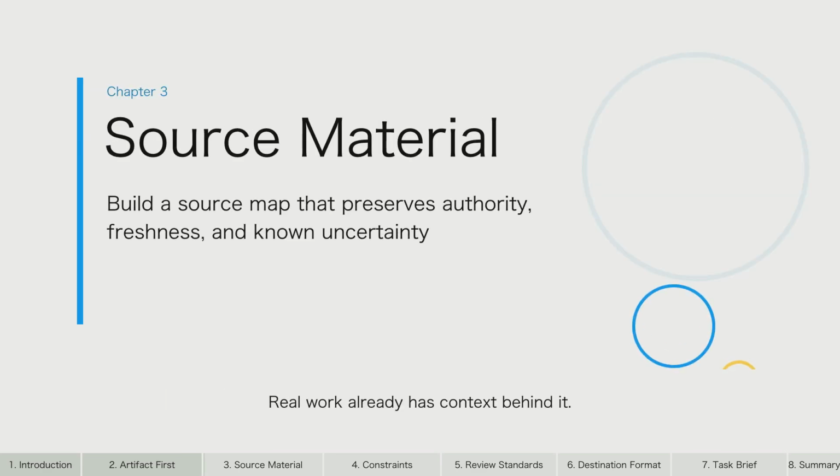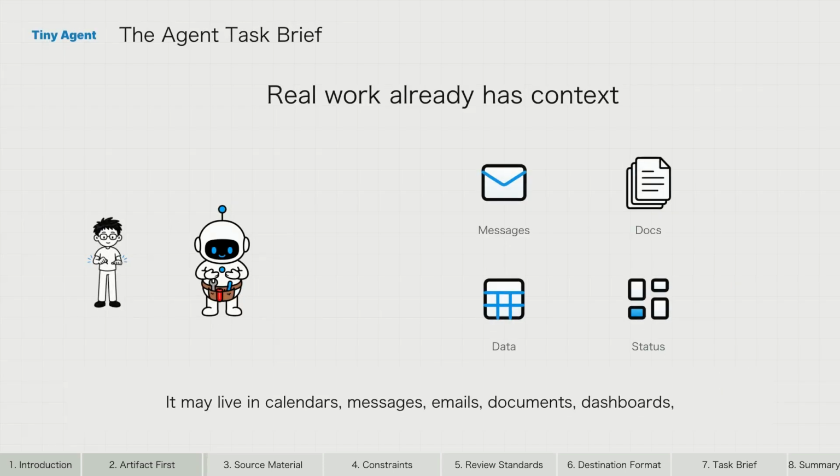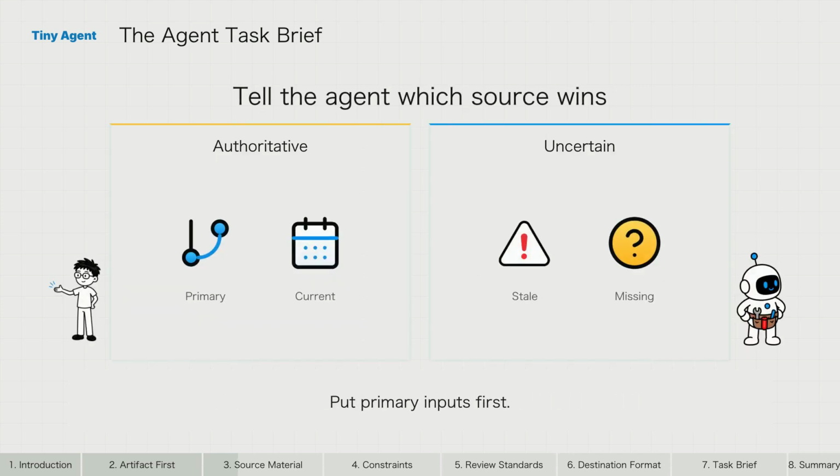Real work already has context behind it. It may live in calendars, messages, emails, documents, dashboards, spreadsheets, trackers, decks, or discussion history. The task brief should point to the materials that can actually change the result. Do not paste everything. Build a source map. For each source, state what it contains, why it matters, how current it is, and whether it is authoritative, supporting, or only background. Put primary inputs first.